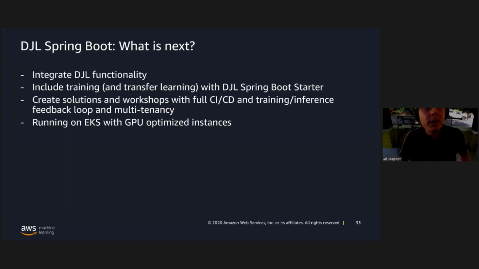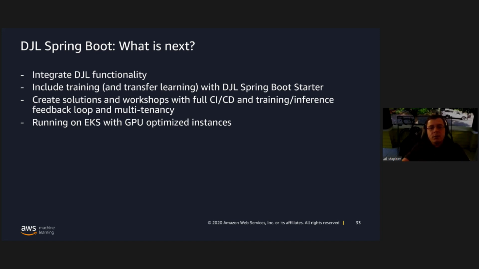So, talking about the roadmap, DGL Spring Boot, what is next? We will continue to integrate DGL functionality. So as soon as DGL versions go out, we're currently on 0.6, we will be integrating them. That's business as usual. We'll hopefully include, not hopefully, definitely include training and transfer learning with DGL Spring Boot Starter. We'll create solutions, workshops with full CI/CD, training, inference, feedback loop, and multi-tenancy. It's possible to apply it on a Kubernetes cluster such as EKS with the GPU-optimized instances and inferential chips, etc.